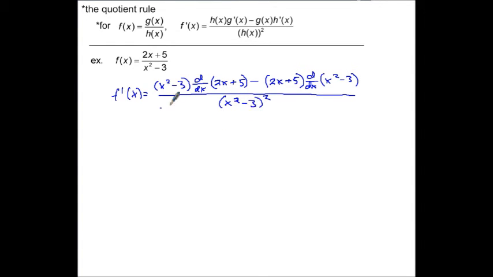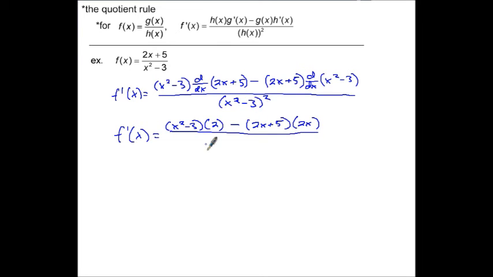Alright, so time to clean it up. So f prime of x equals, the x squared minus 3 is still there. The derivative of this guy is a clean and simple little 2. Subtraction sign. 2x plus 5 stays right where it is, and then the derivative of this guy is a 2x. And that's all on top of this. I'll leave it to you whether or not you want to multiply that out. Just on the off chance that something would reduce, it's best to have this thing in factored form, so I'm going to leave it this way, but if you multiplied it out to be an x to the 4th minus 6x squared plus 9, I wouldn't fault you for that.